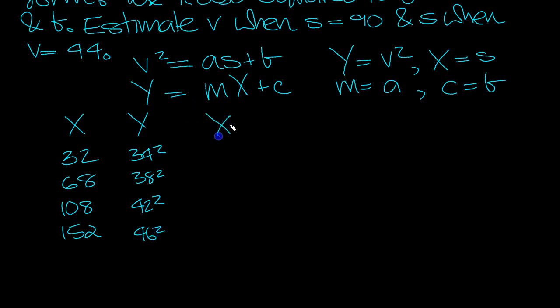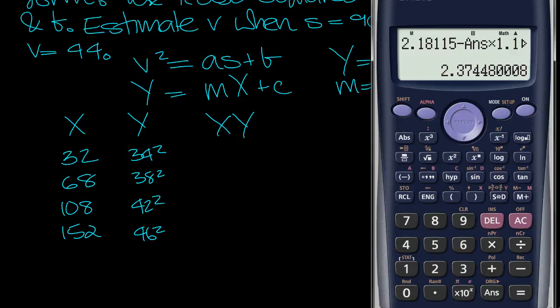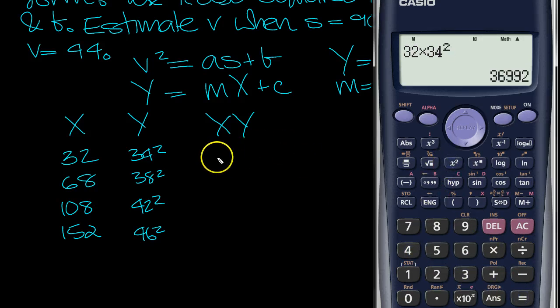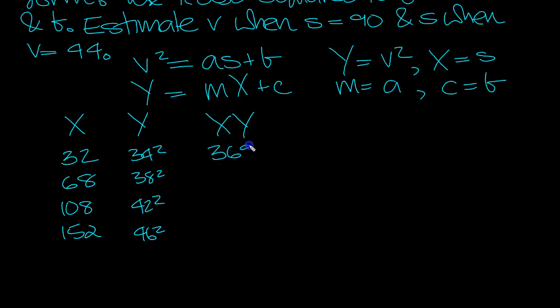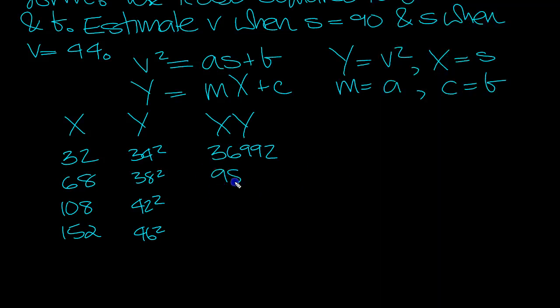Then we want the xy's, so let's work out those. So 32 times 34 squared, 36992. 68 times 38 squared, 98192.